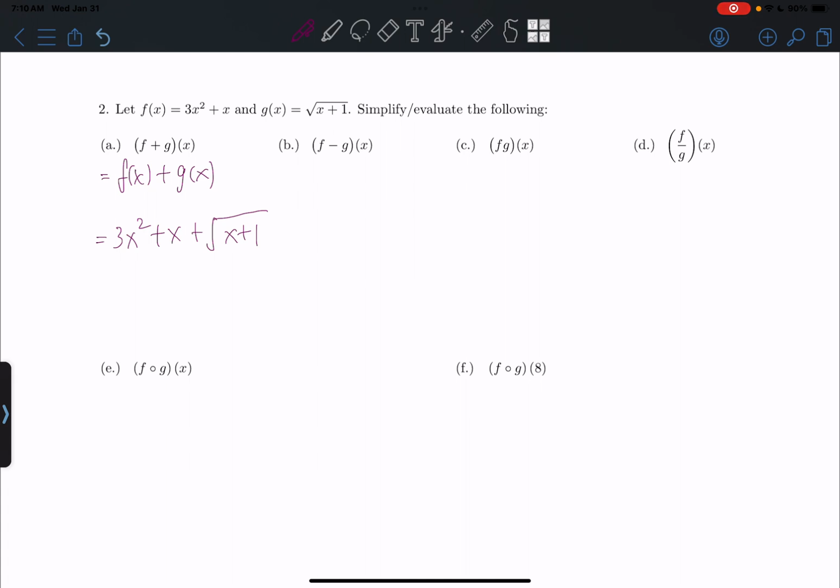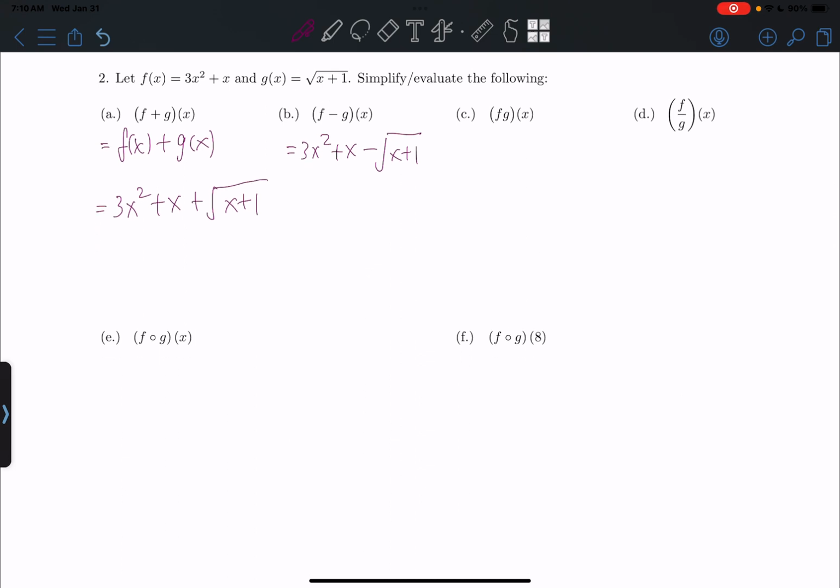And really the rest is very, very similar. So, for example, for b here, it would just be 3x squared plus x minus square root of x plus 1, right, etc.